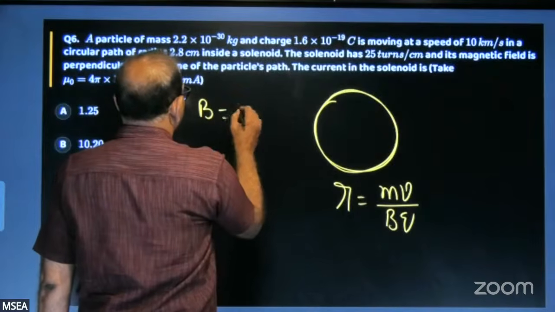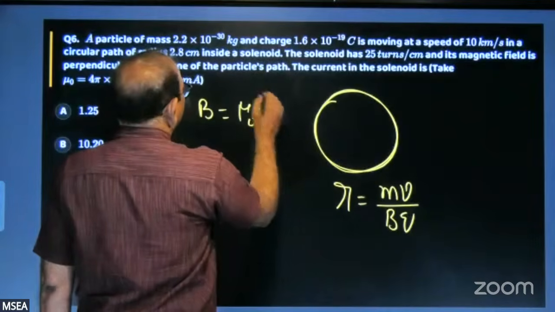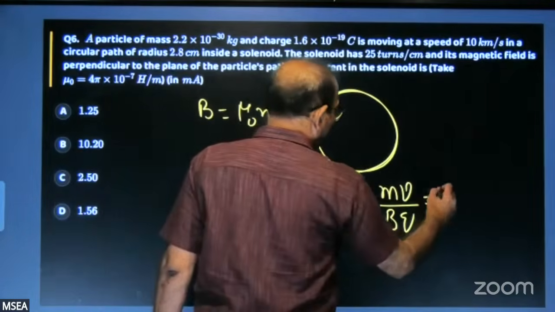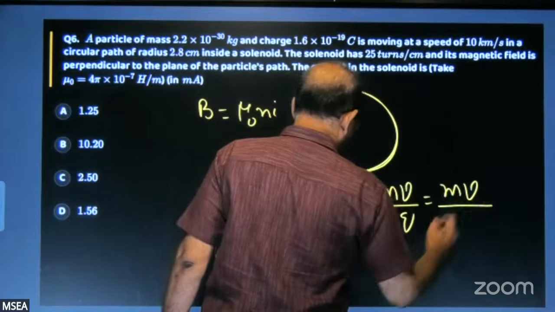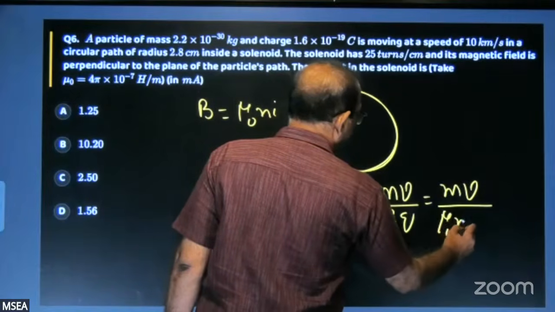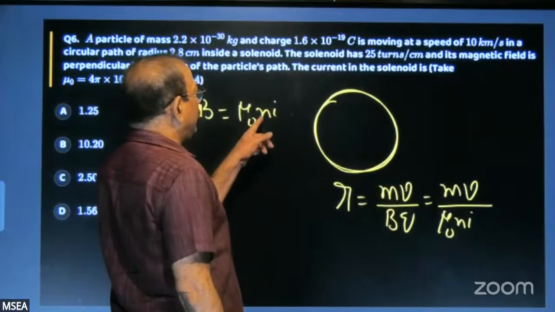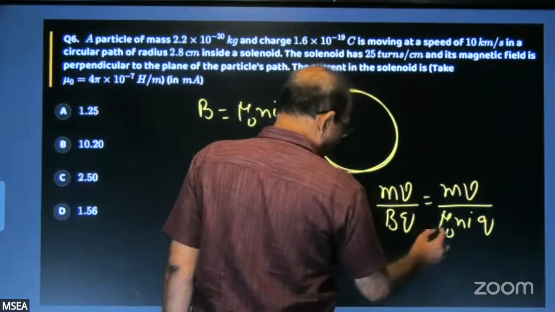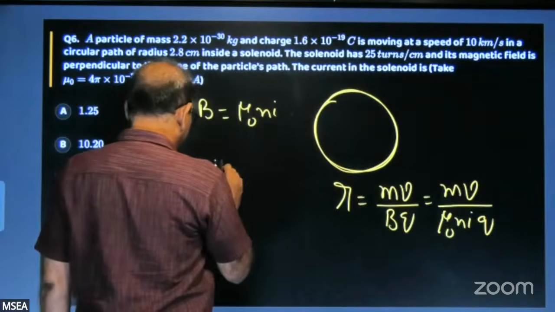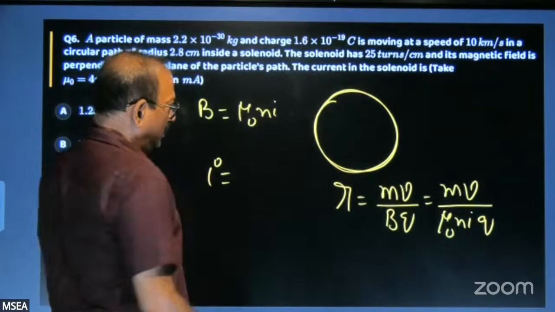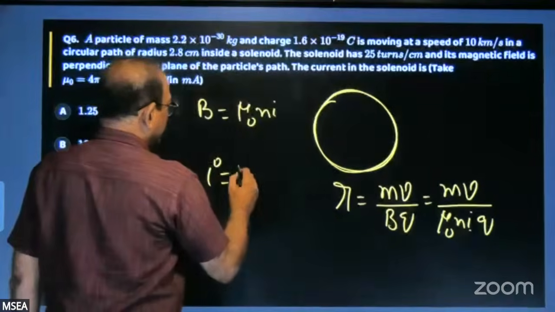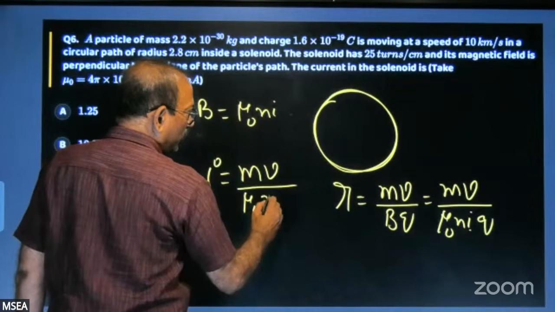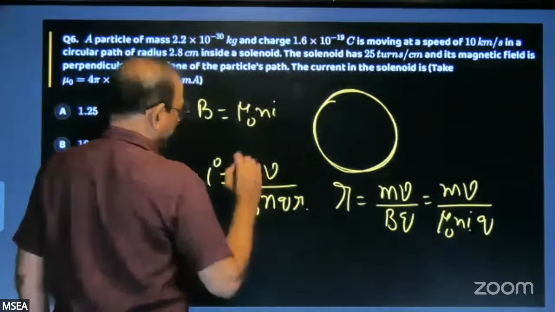This B is mu naught Ni. So the radius is mv by mu naught Ni into Q, where n is the number of turns per unit length. Now he is asking for the current I. Cross multiply like this: I equals mv by mu naught nQR.